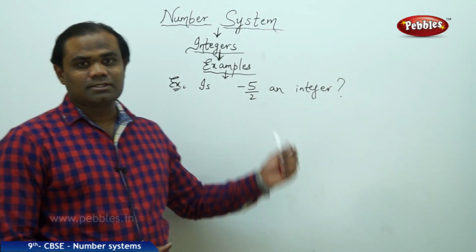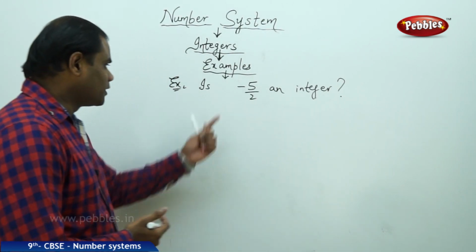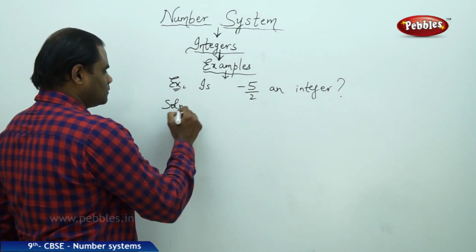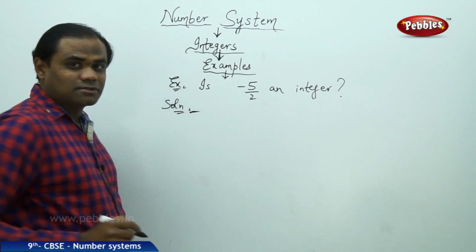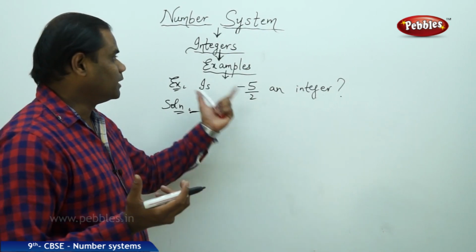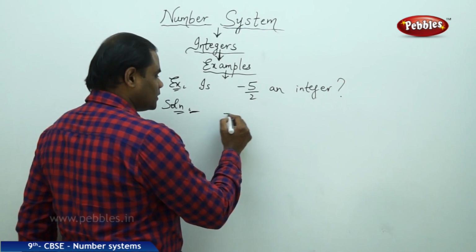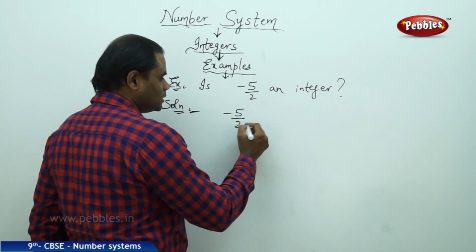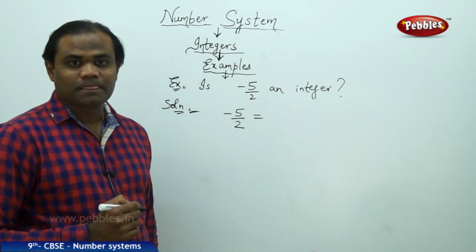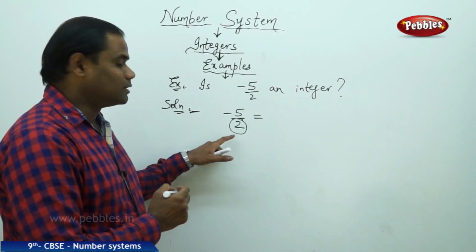So the question here is: is minus 5 by 2 an integer? Let's try to identify the classification of this given number using the concept of the integer, a natural number, or a whole number. Now clearly minus 5 by 2 is in fraction form, which cannot have the denominator as 1, but other than 1 it is 2.